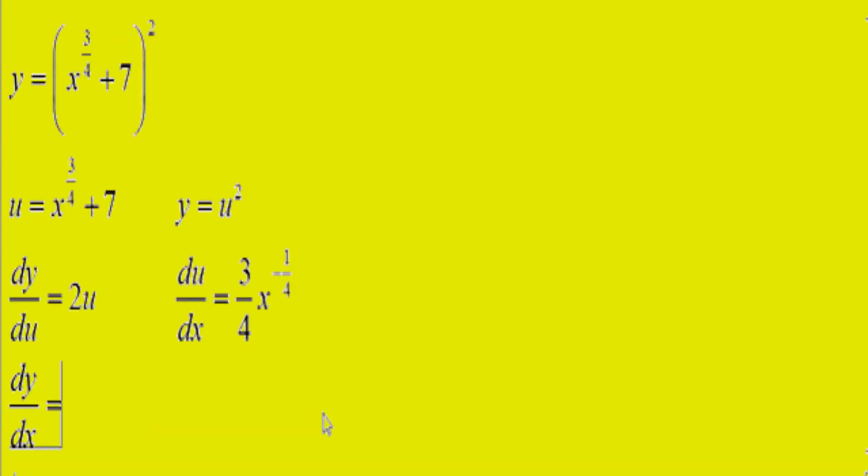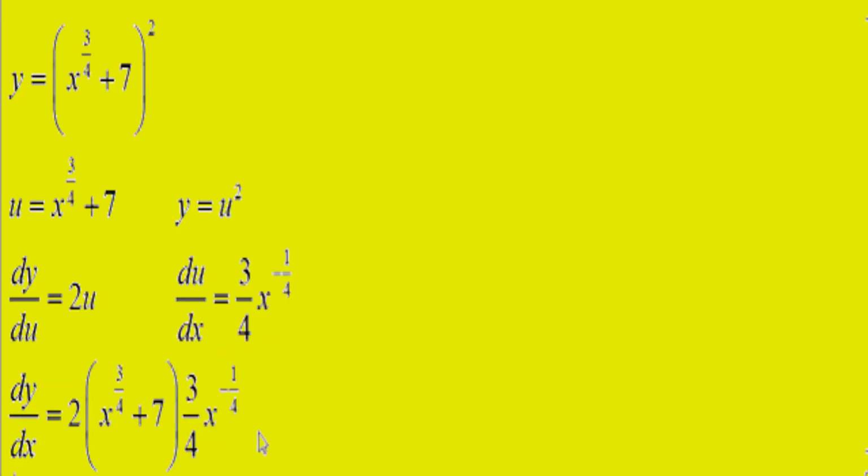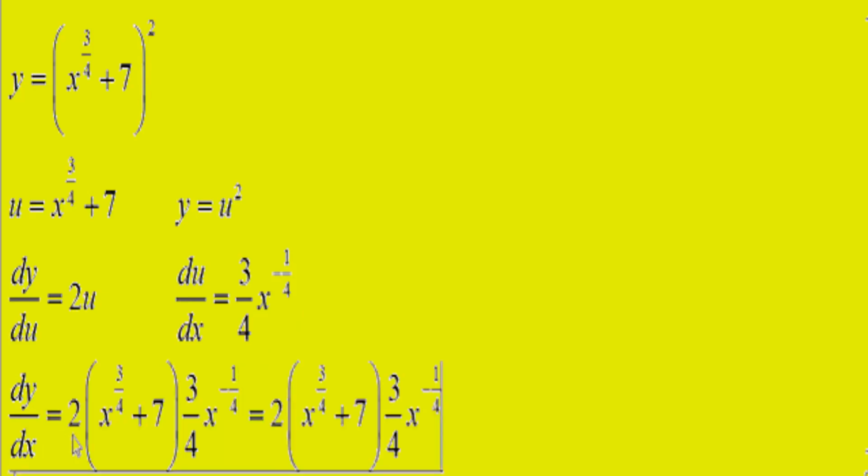So dy/dx equals dy/du, which is 2u, but remember that u is x to the 3/4 plus 7, so we just replace that, and then multiply it by du/dx, which is this. We could simplify this a little bit. This is going to cancel, make that a 2. This x gets kicked down to the denominator, x to the 1/4, and that's your derivative right there.